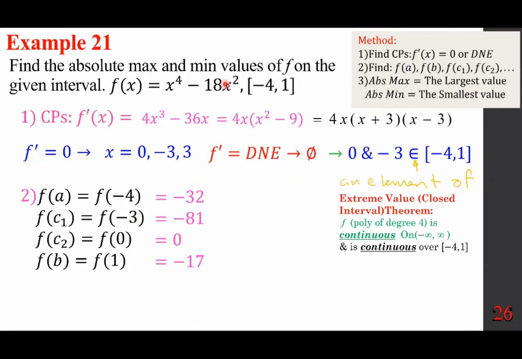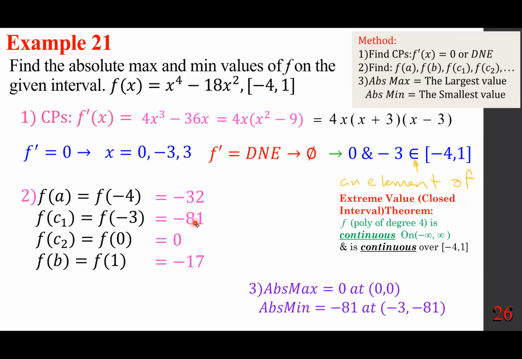the largest value, so we are in the third step. The largest value is 0. Absolute max is 0 at (0, 0). The smallest value is negative 81. So absolute min is negative 81 at (negative 3, negative 81). So it uses the closed interval theorem. We don't want to mix up the various theorems.